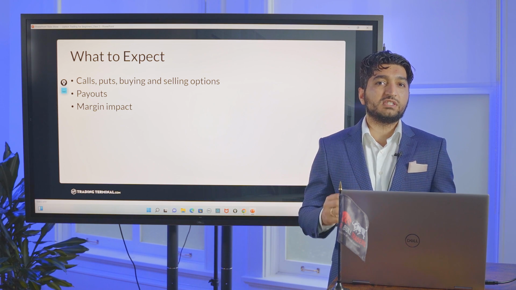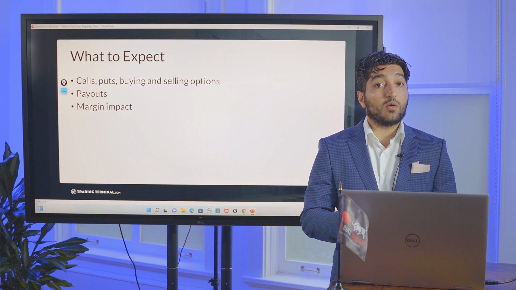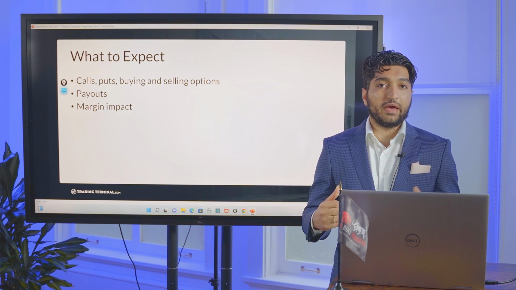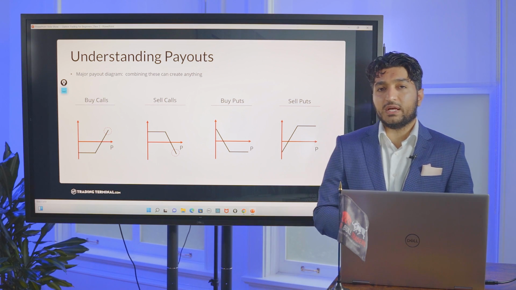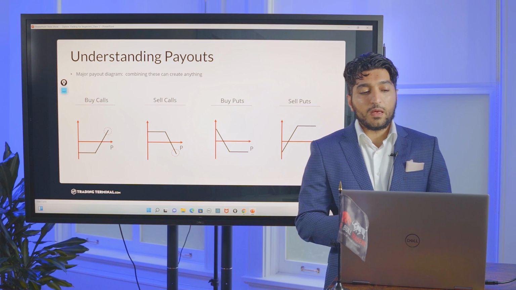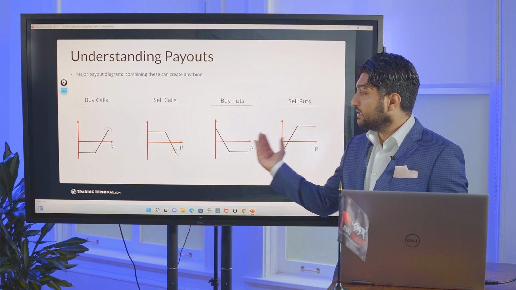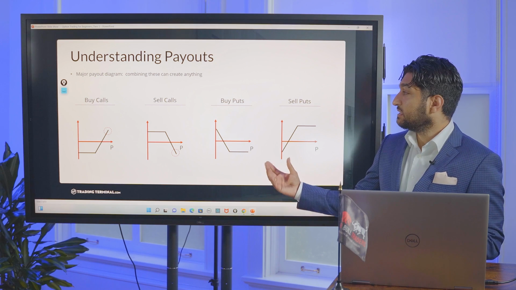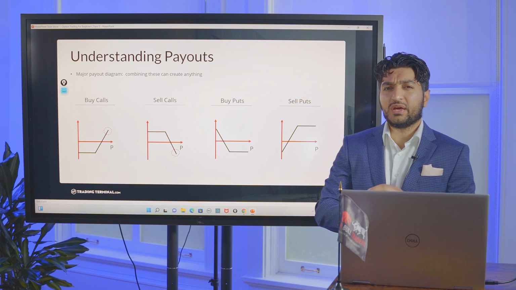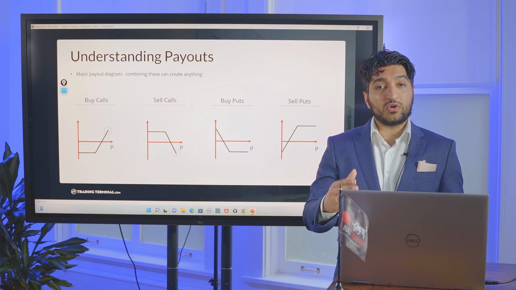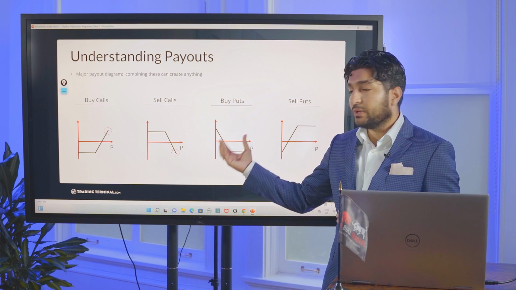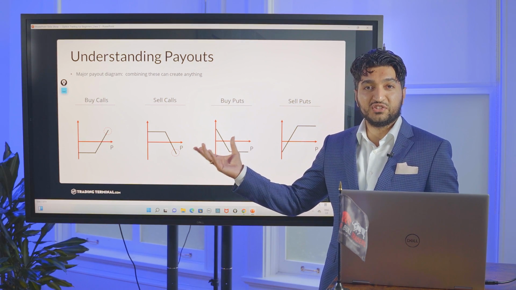And hopefully by the end of this session, you have a really good basic understanding of what options are, how to price them, and what they mean when you sell an option versus when you buy an option. Let's get started. Let's spend a few minutes understanding option payouts. So the major payout diagram can be seen in the picture over here on the TV next to me. Combining these buying and selling options can create really complex strategies, and trust me, we are going to get to some of those. But these are the most basic building blocks of your option trading journey.